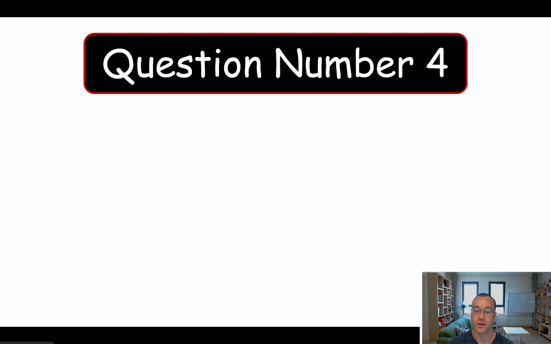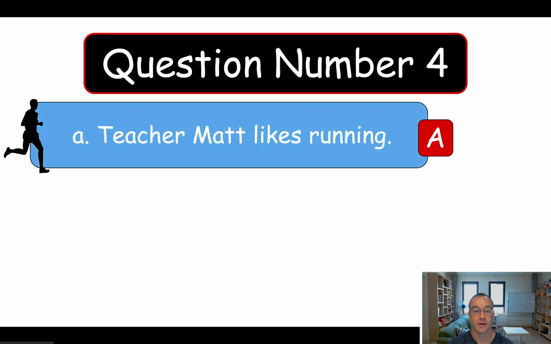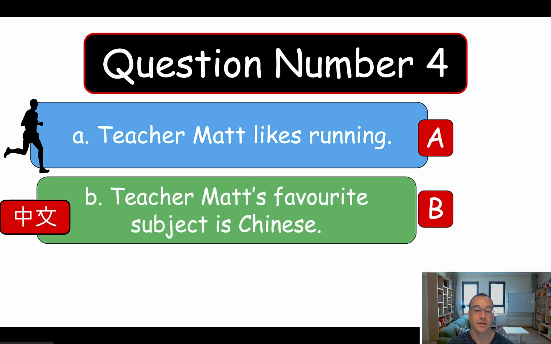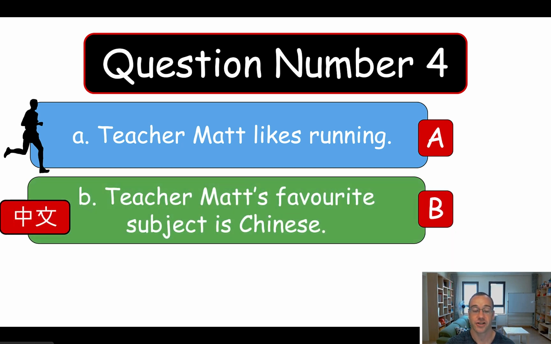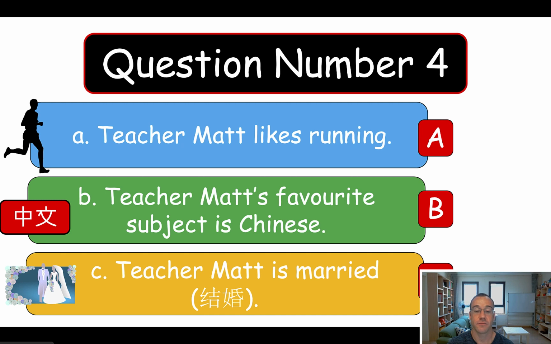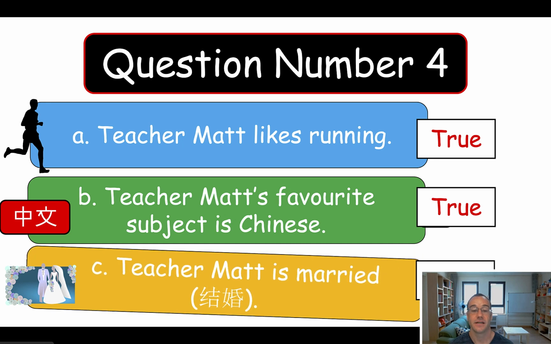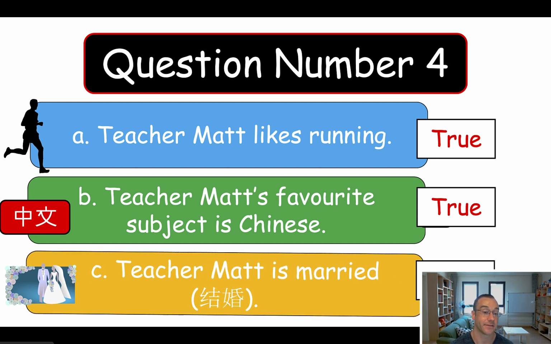And then question number 4. Again, you can have them reading it out loud together as you show it. Teacher Matt likes running. Teacher Matt's favorite subject is Chinese. And Teacher Matt is married. 30 seconds to write down their answer. Call on them to see which one they think is a lie, and then reveal the answer. Teacher Matt is not married, okay? Not yet.